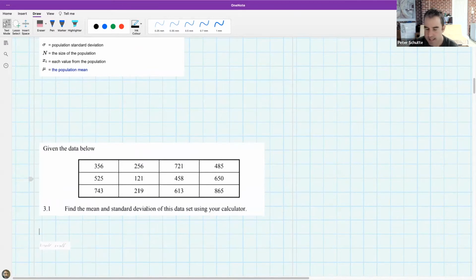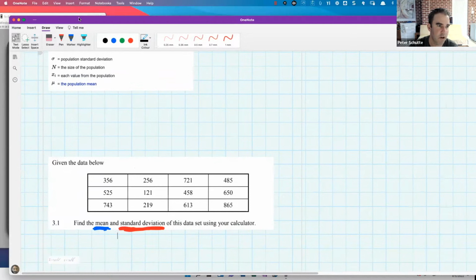Now, the mean is a measure of central tendency. It is where the middle of the data is, whereas the standard deviation is a measure of spread or dispersion. It's measuring how spread out the data is. Both of these can be done on your calculators. And so let me try and bring my calculator up now to help you see what's going on.